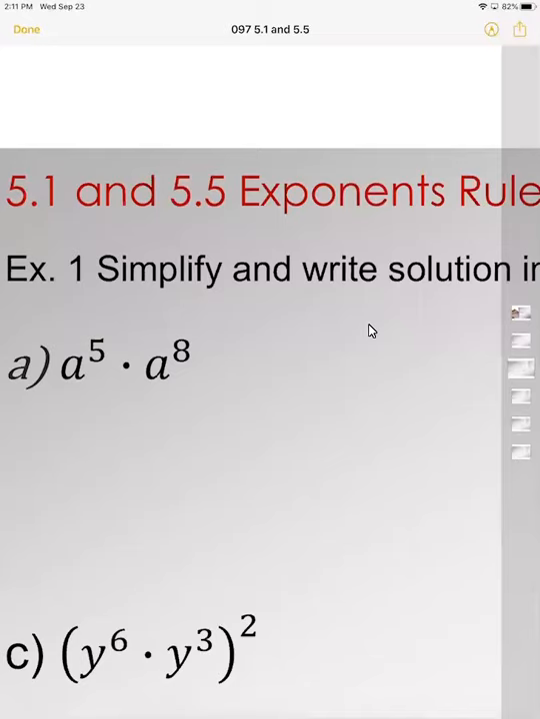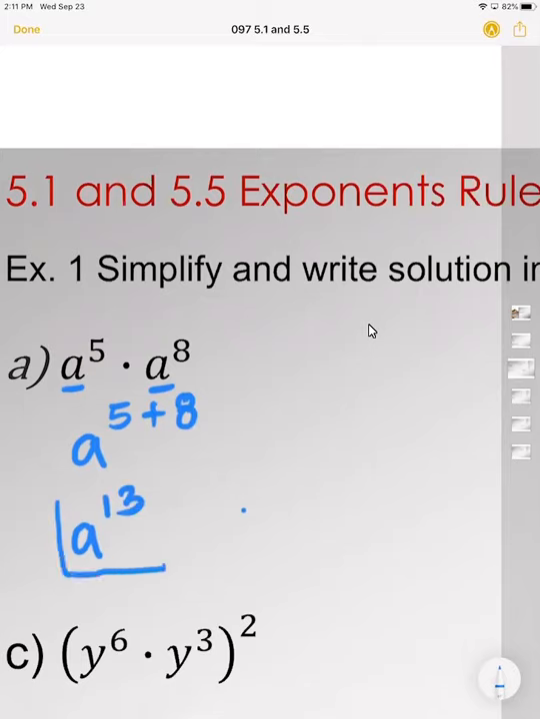So for example 1A, as you can see, this is the easy example. Why is it easy? Because there's only one rule that applies to this problem, and we know that this is the product rule. The product rule tells us that if we multiply the same base, in this case my base is a, all it tells you to do is add the exponents. We keep the base and add the exponents. In this case, we have a raised to the 13th power, and because the 13th power is positive, we are done, right?